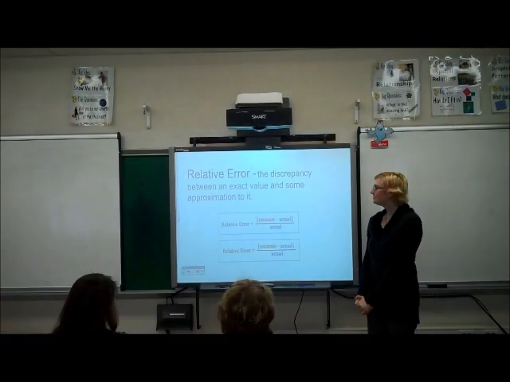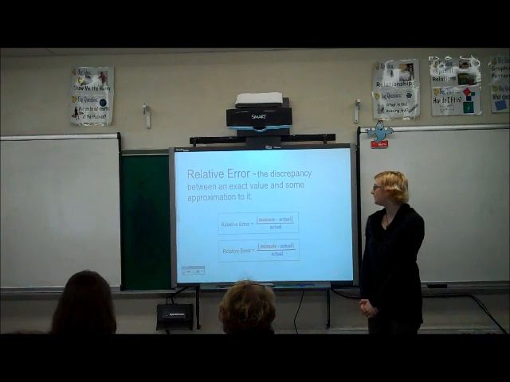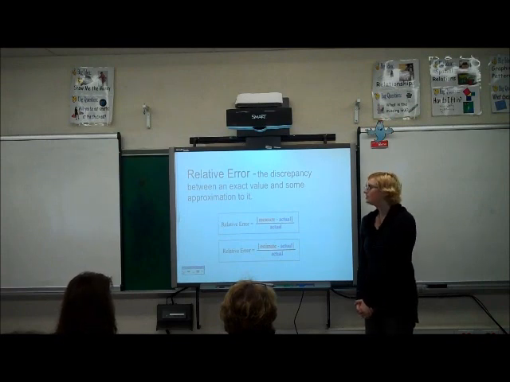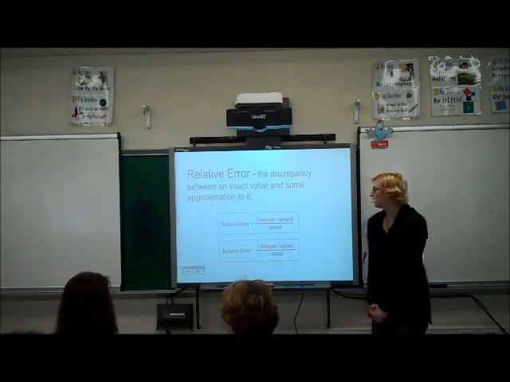So the relative error, as you can see on the board and in the packets in front of you, is the discrepancy between an exact value and some approximation to it. Does everybody know what discrepancy means? Right? Discrepancy means the difference between these two values.